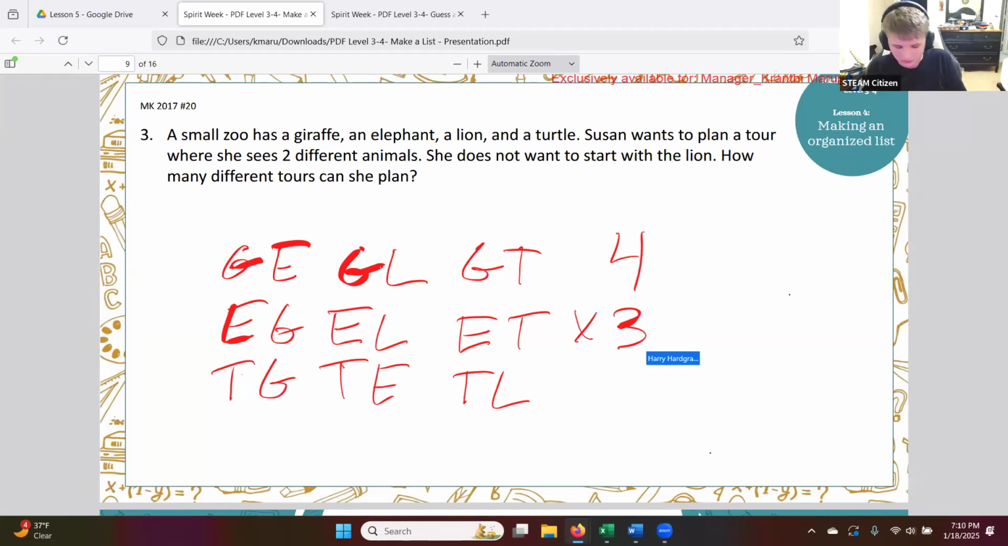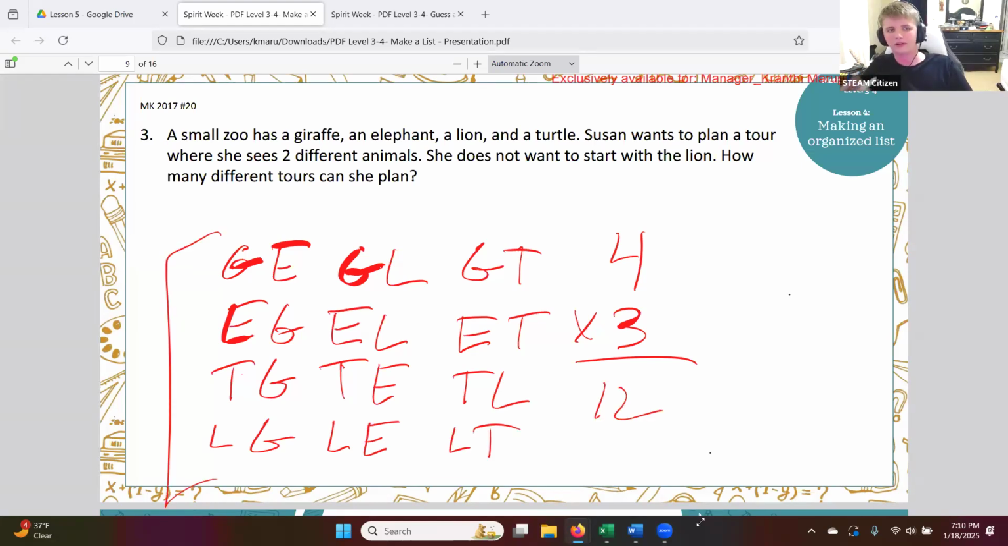Now, because you don't start with lion ever, you actually have to take 1 from the 4. But let's say we did start with lion, you'd have, sorry, my iPad is dying and I can't write. Lion, giraffe, lion, elephant, lion, turtle. So you'd have 12 right here. So if you notice, 4 times 3 is actually 12. So if you have a much larger problem that you have to get all the combinations for, this can be really, really useful. Instead of having to list them all out.